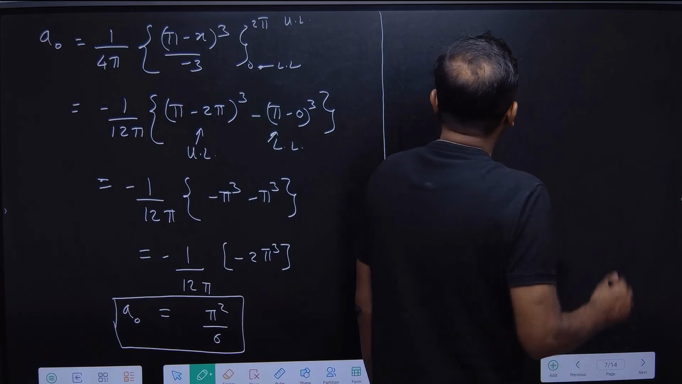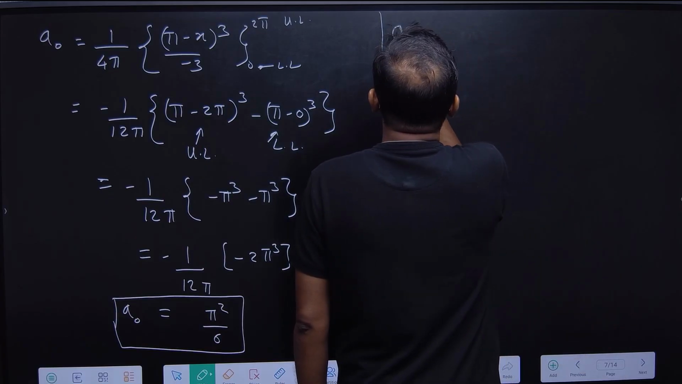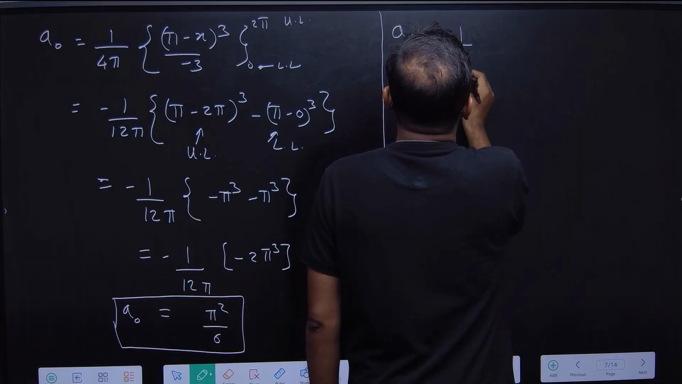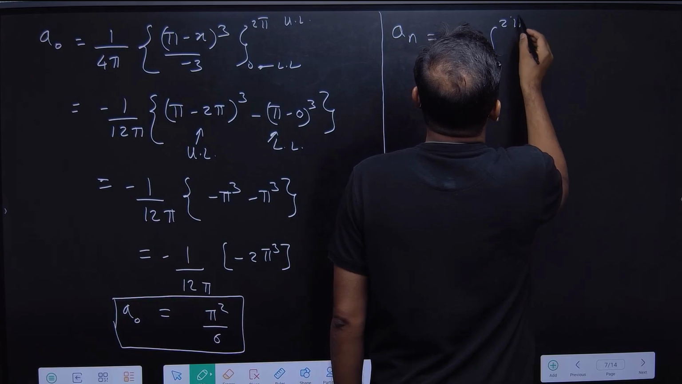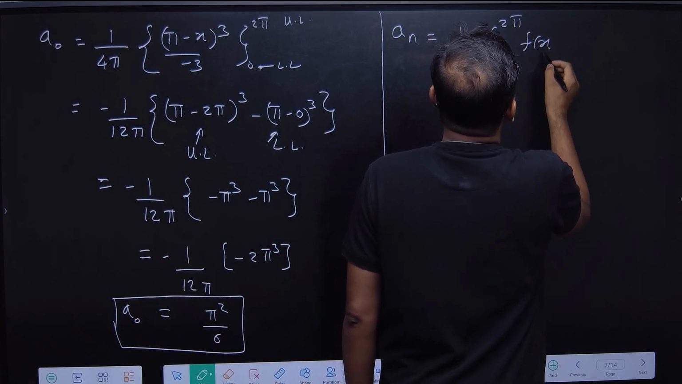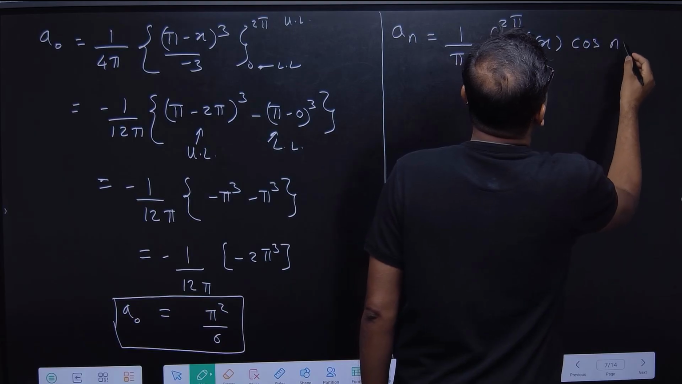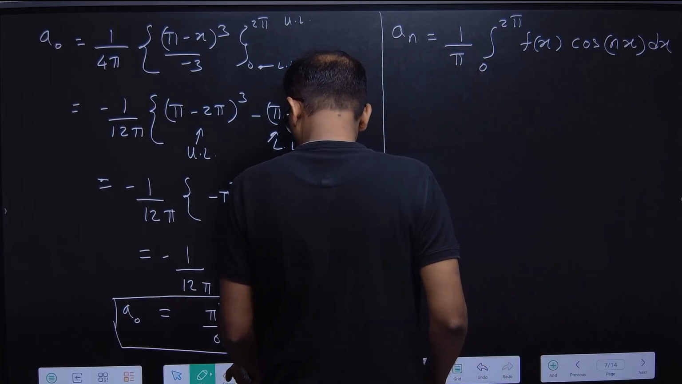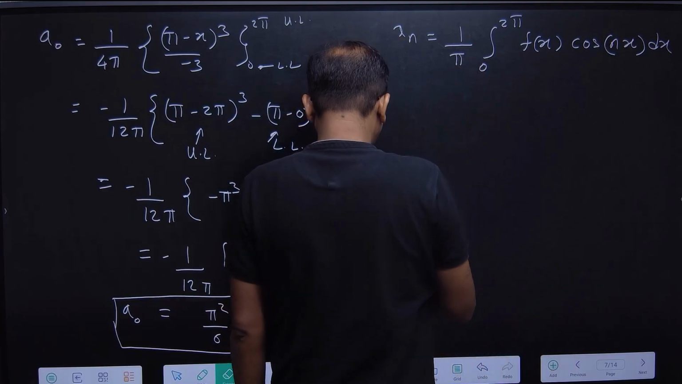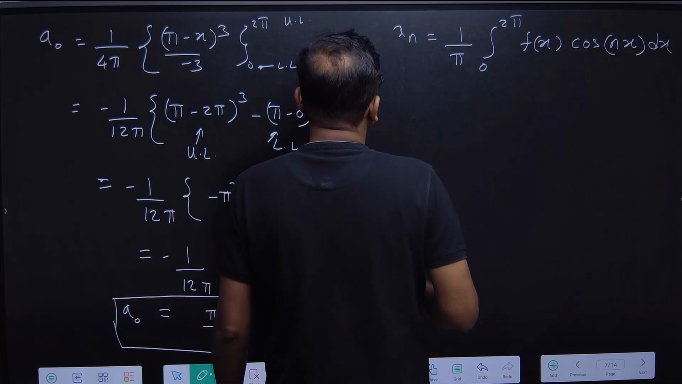Now we have to find an. See, the formula to find an is 1 upon pi integration with limit 0 to 2 pi f of x into cos of nx dx. Right? So this is the formula we know, which we can apply when the limits are from 0 to 2 pi.